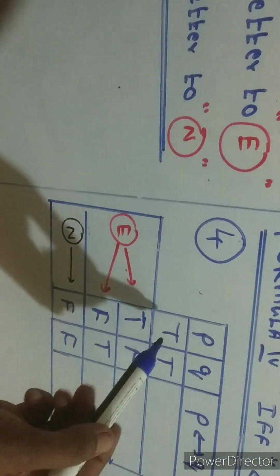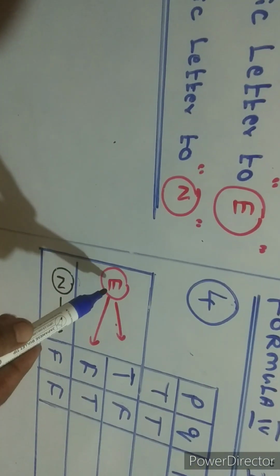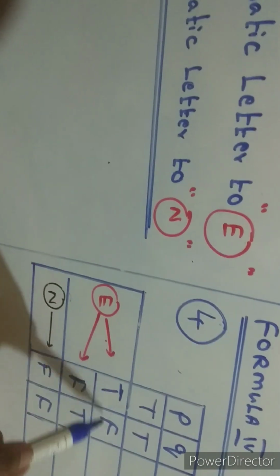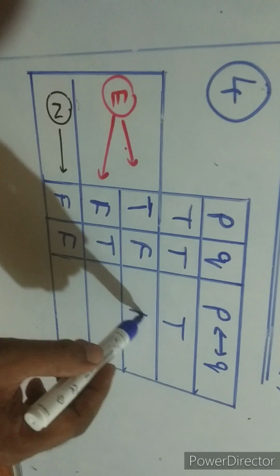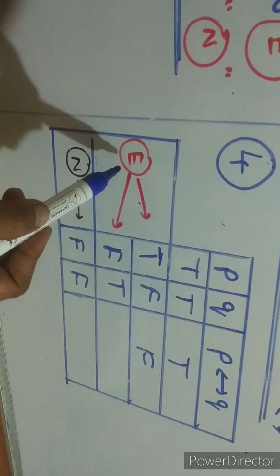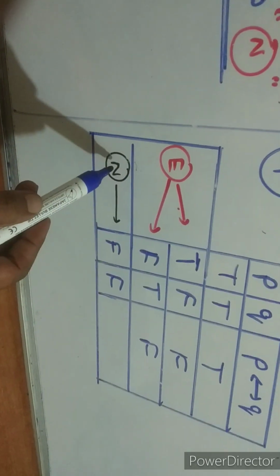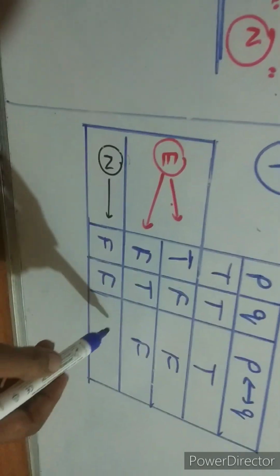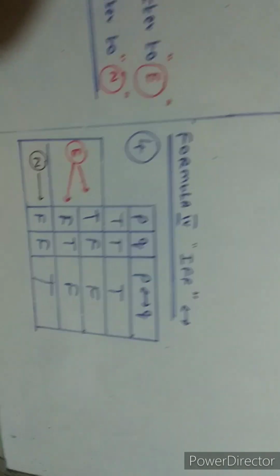Now you see, T, T always T only. Next, here E. Compare with the T and F, we have taken F, the nearest alphabetic letter to E. So F is the answer. Compare with the F and T, F is the nearest alphabetic letter to E. So answer is F. Here N, N are always T. T is the nearest alphabetic letter to N. So answer is T. So formula 4 has also completed.